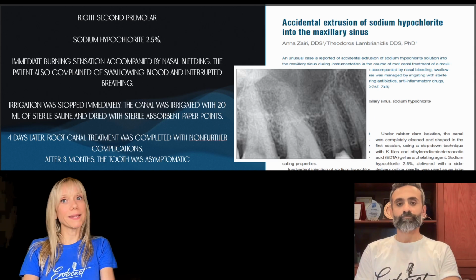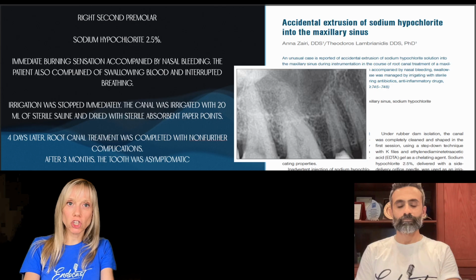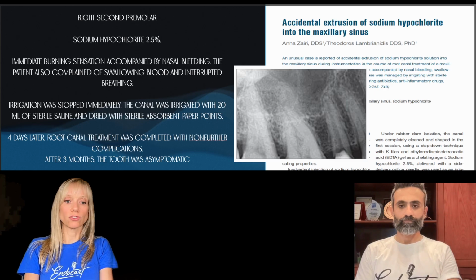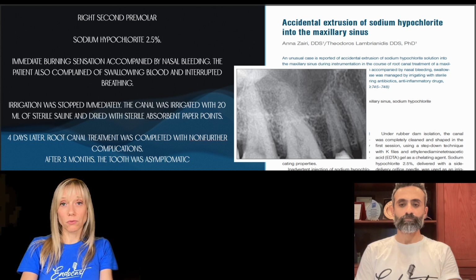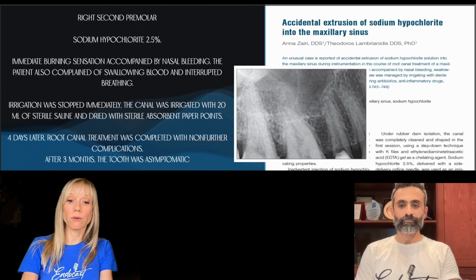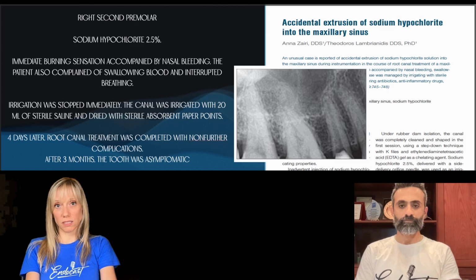So, of course, they immediately stopped the irrigation. They irrigated the canal with sterile saline, dried with sterile paper points, but 4 days later, the root canal treatment was completed with no complication, and after 3 months, the tooth was asymptomatic.